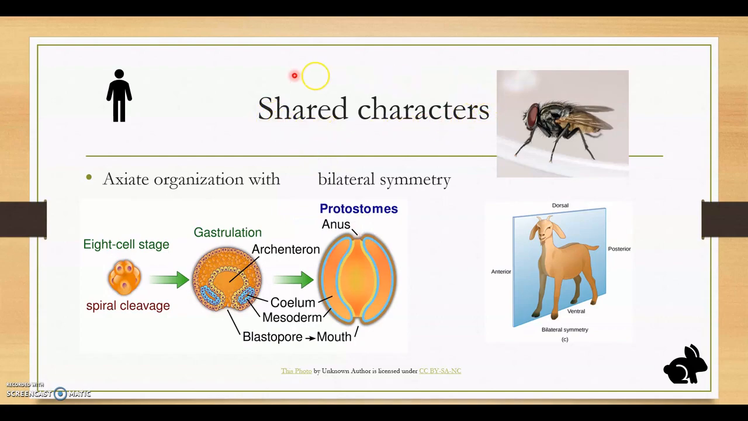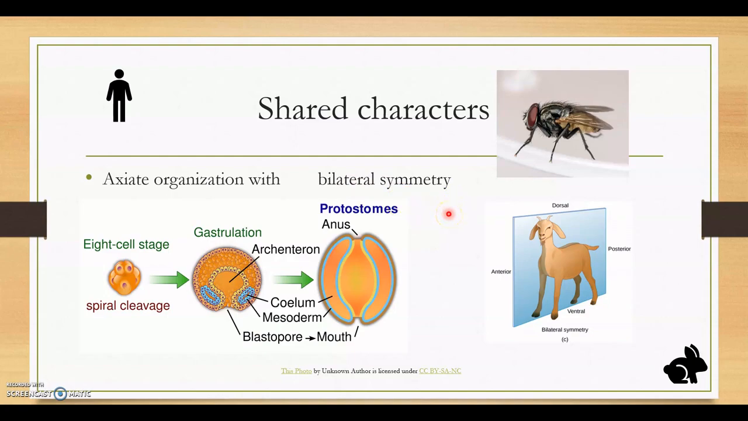Why are they called shared characters? Because these characters are present in both chordates and non-chordates, but they are slightly different in their organization. So let's look at the shared characters. The first one is the axiate organization with bilateral symmetry. Chordates have an axiate organization.